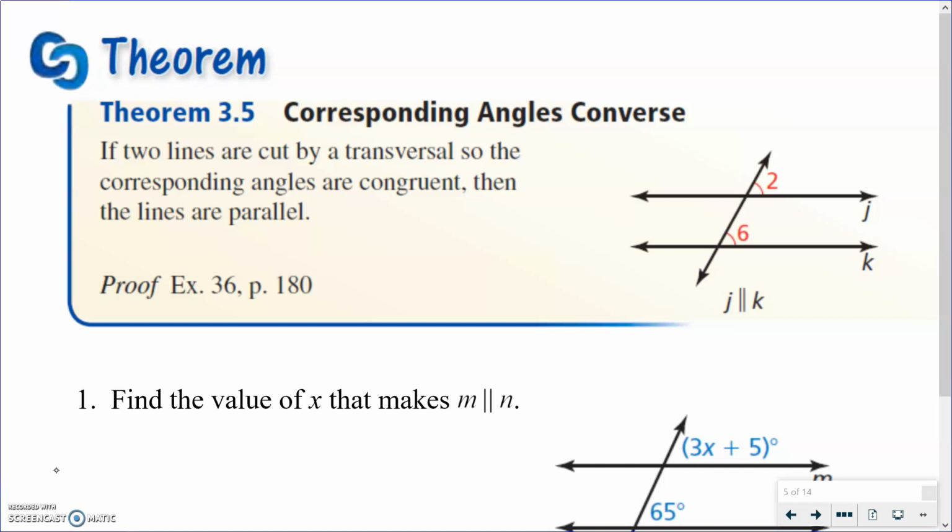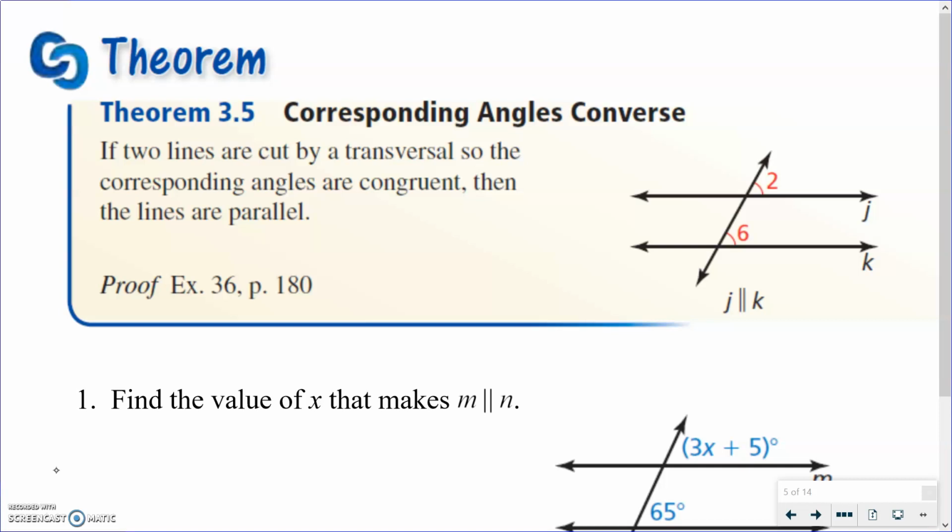So today we're going to talk about, hey, we just have these two lines and they may or may not be parallel and they're cut by a transversal. How can we prove they're parallel? So we're going to use kind of the backwards version, so the converse.